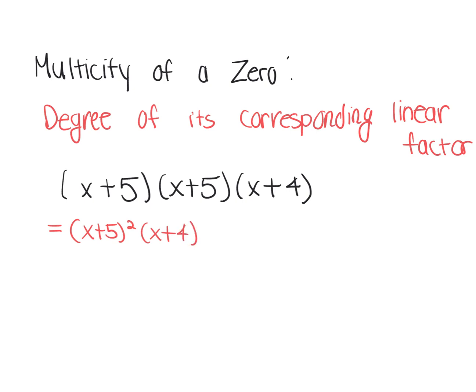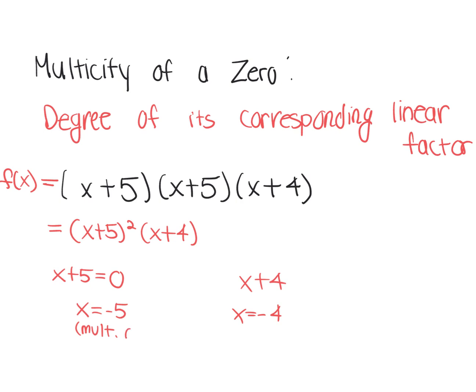So the way this works is this is technically a third degree polynomial that's factored. And if we set these linear factors equal to 0, we'd get x equals -5 and x equals -4. But the difference is this has a multiplicity of 2 because its linear factor has a degree 2.